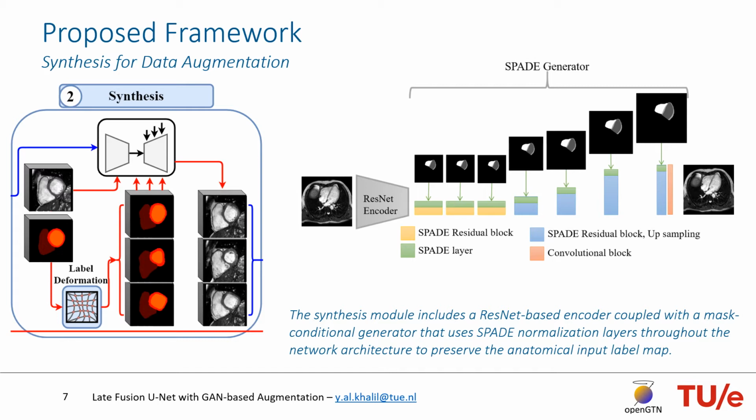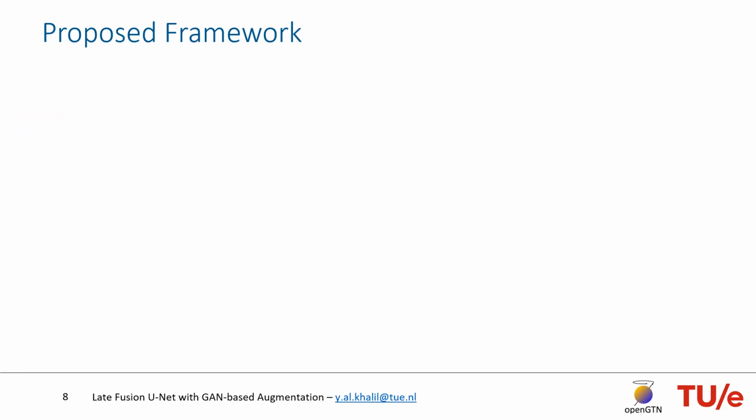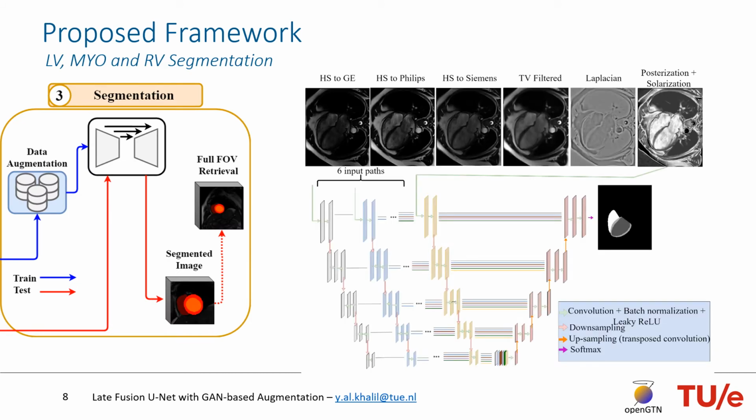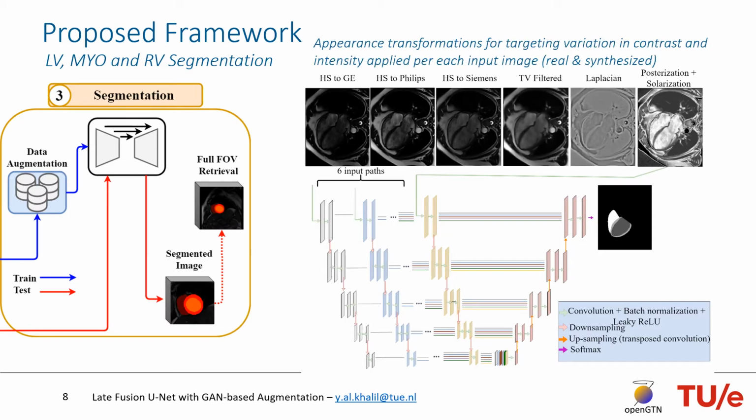Subsequently, the deformed labels paired with their corresponding synthesized image are used for data augmentation. Inspired by multimodal CNNs and late fusion approaches, we modify a typical unit to include multiple encoder layers. Each encoder path processes a different transformation of the same image at the input, which are designed to address variations in contrast and intensity homogeneity. In total, we use 6 different transformations, which means having 6 different encoding paths.